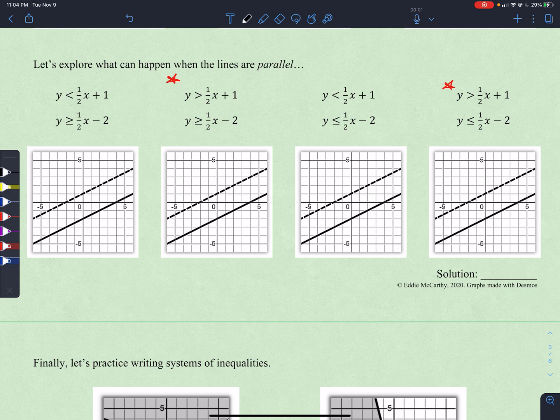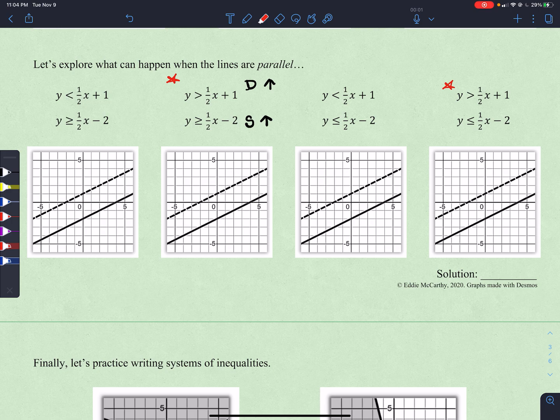All right. So this first one, y is greater than 1/2 x plus 1. So this is going to be a dashed line, and it's going to be shaded above. Okay. Then the other one that we have is y is greater than or equal to. So that one's going to be a solid line, and it is also going to be shading above.